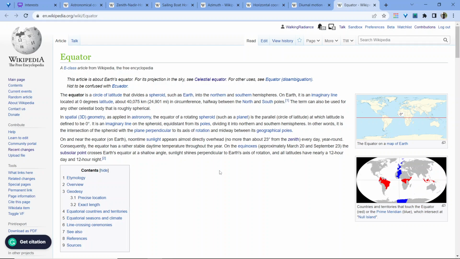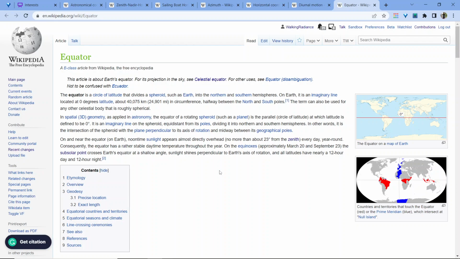In spatial 3D geometry, as applied in astronomy, the equator of a rotating spheroid, such as a planet, is the parallel circle of latitude at which latitude is defined to be 0 degrees. It is an imaginary line of the spheroid equidistant from its poles, dividing it into northern and southern hemispheres. In other words, it is the intersection of the spheroid with the plane perpendicular to its axis of rotation and midway between its geographic poles.